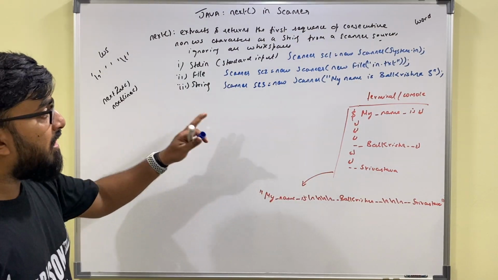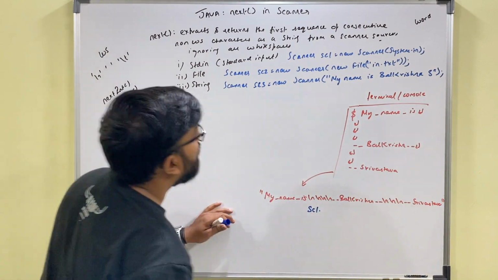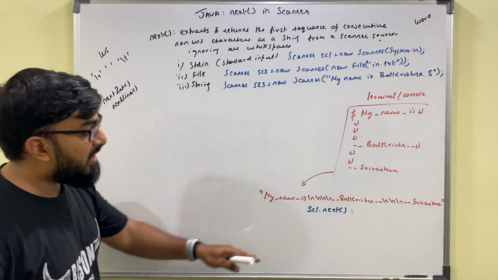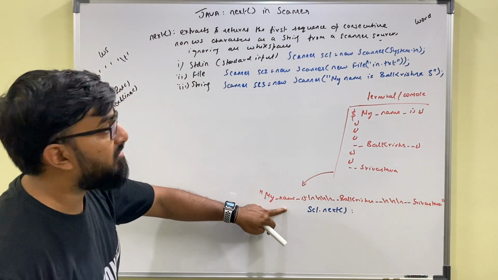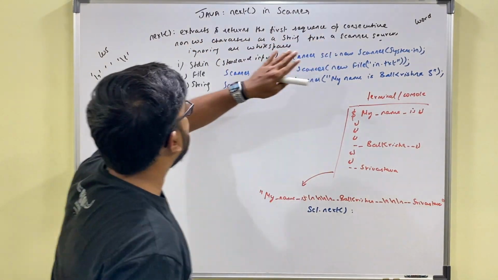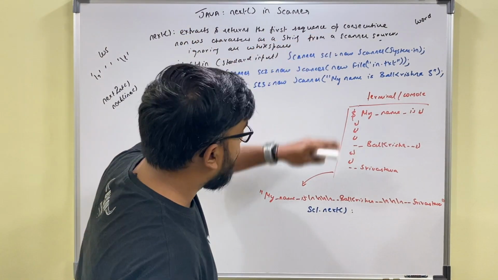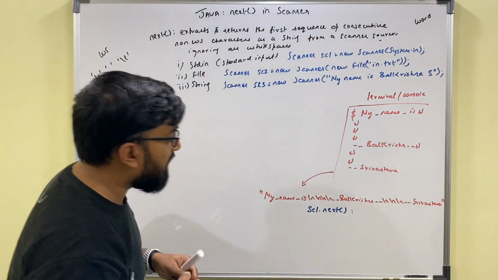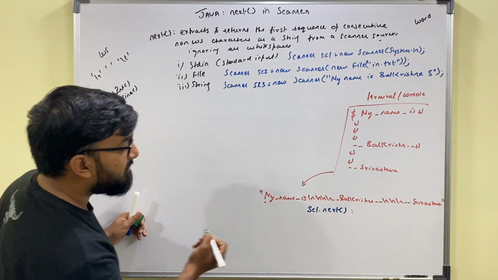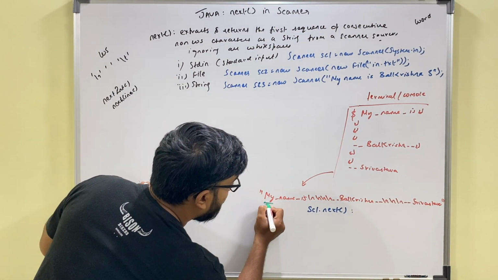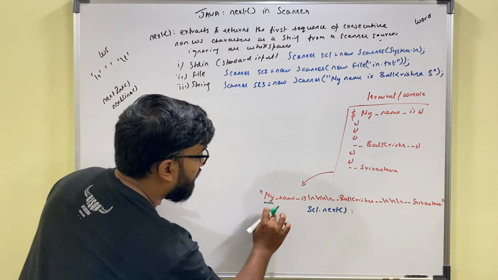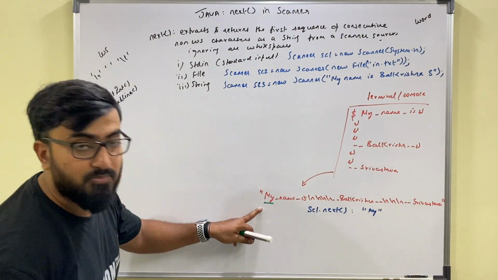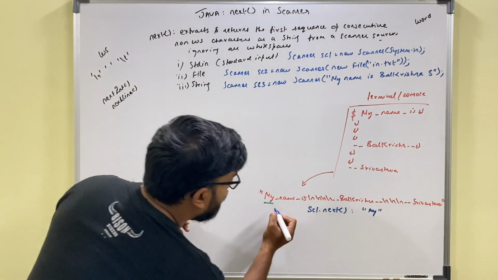Now I'm going to call sc1.next, where sc1 is reading from the terminal. When I call sc1.next, this definition is followed on this input: next extracts and returns the first sequence of consecutive non-white space characters. That is, it returns the first word as a string from the scanner source, ignoring all white spaces. If there are white spaces before finding a word, it ignores them. The first call to next returns the string "my", and this green part is the input read so far. The next call of next is going to start reading from here.